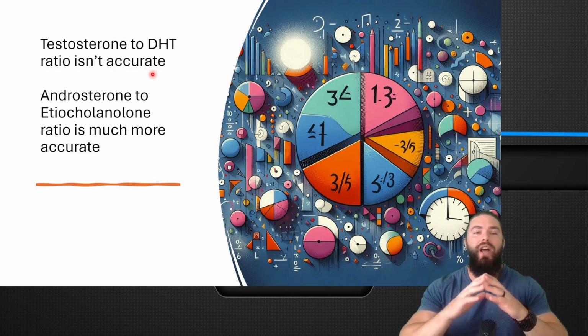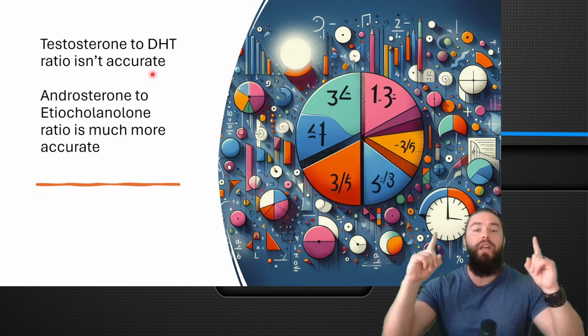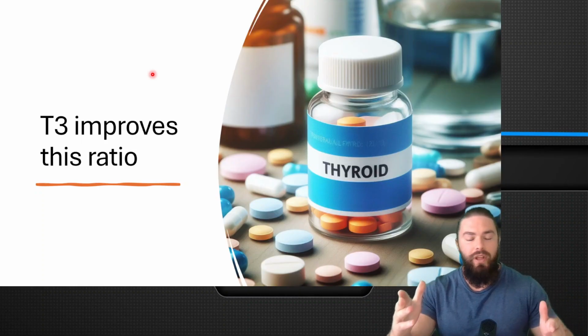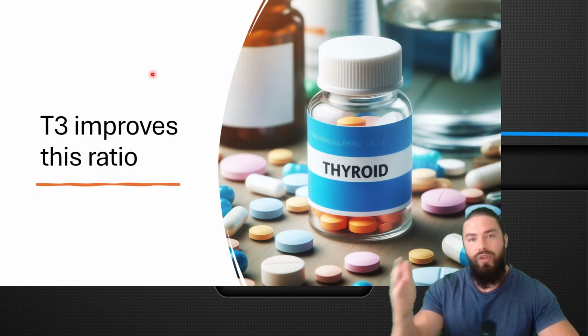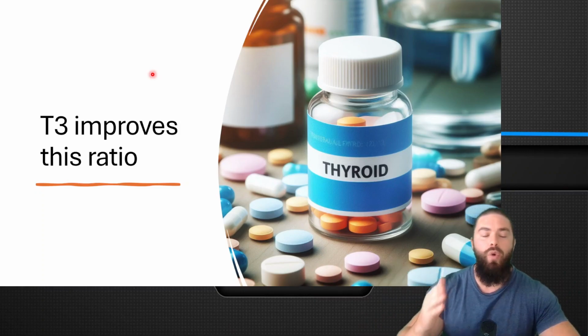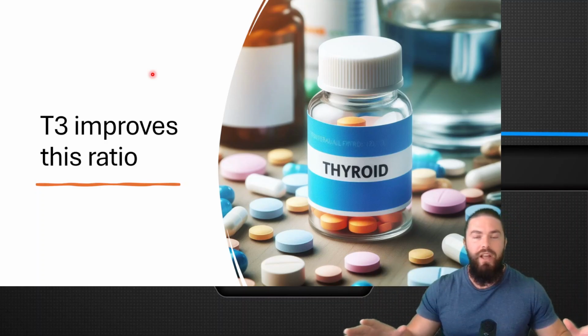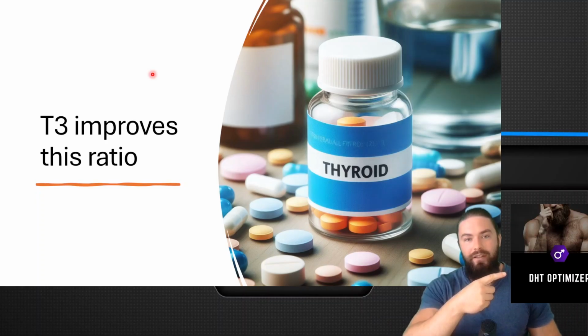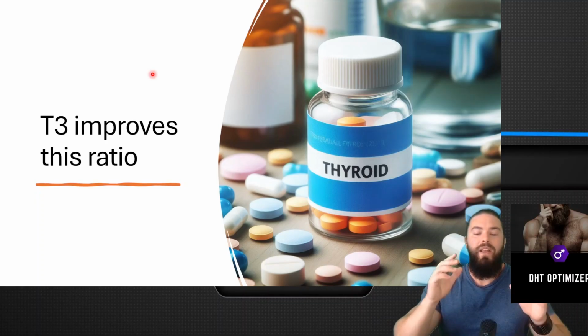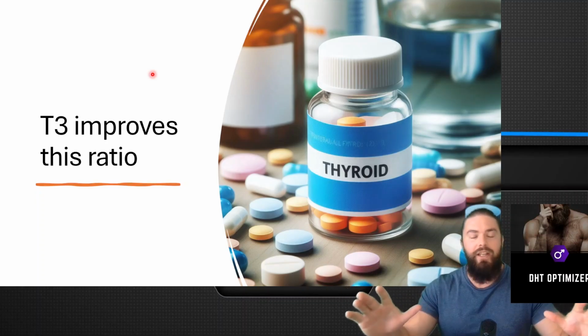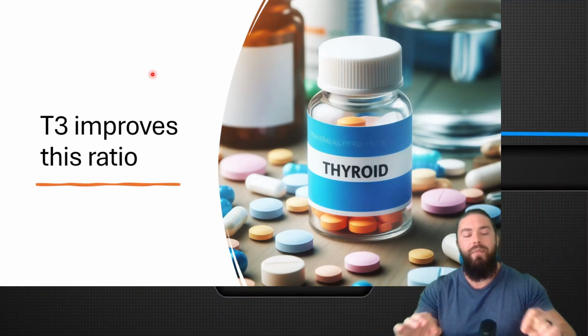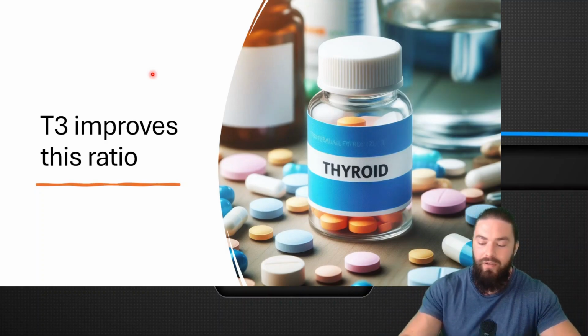The best way to actually improve this ratio is to use T3, or at least to improve your thyroid function. Your thyroid hormone, T3, dramatically stimulates 5-alpha reductase. So if you want to use nothing else, nothing that I talk about in the Maximize Your DHT course, and you just want to do things naturally, just diet, make sure you eat a diet that maximizes your T3 levels.